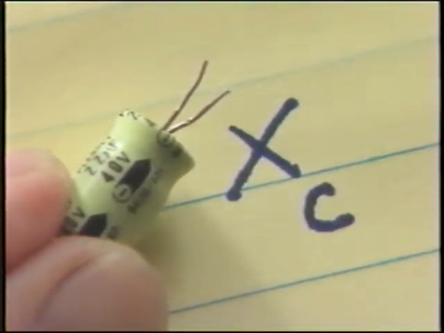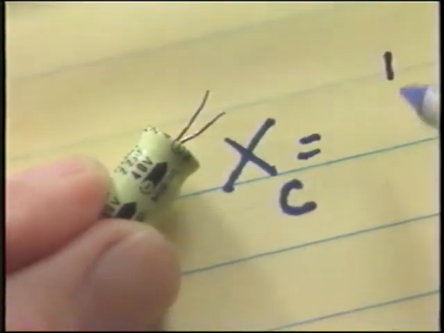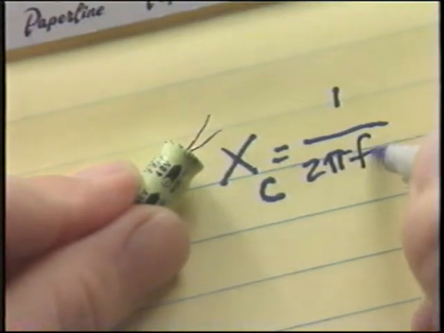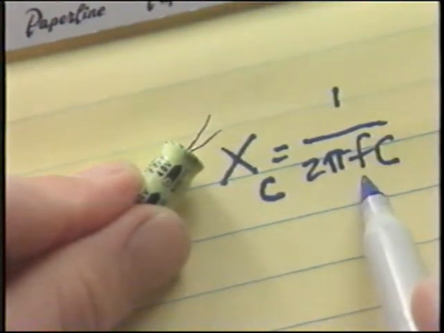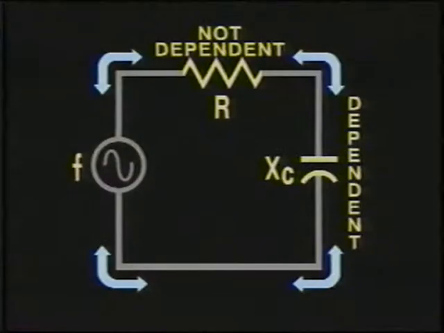Recall that capacitive reactance, designated X sub C, is the opposition to current flow and is measured in ohms. According to this formula, you know that capacitive reactance is inversely proportional to the frequency. So in every RC circuit, there are two different ohms-frequency relationships: resistance, which is not dependent on frequency, and reactance, which is dependent on frequency.